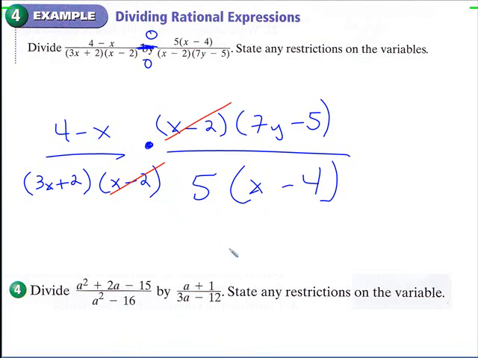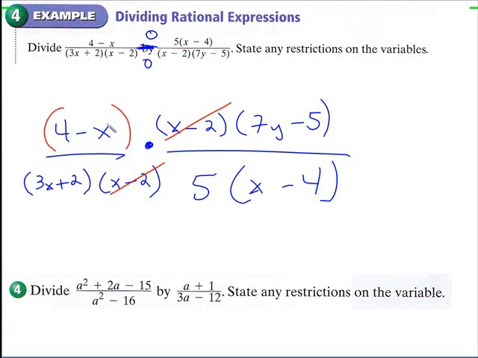Now this problem's a little bit tricky because you have to recognize that this 4 minus x and this x minus 4 are almost the same. What's different is they're completely opposite signs. The 4 is positive here, the 4 is negative here, the x is negative here, the x is positive here. When they're exactly the opposite, you need to make them the same.